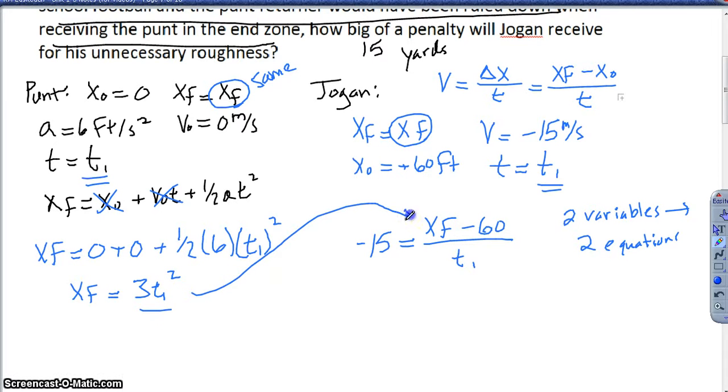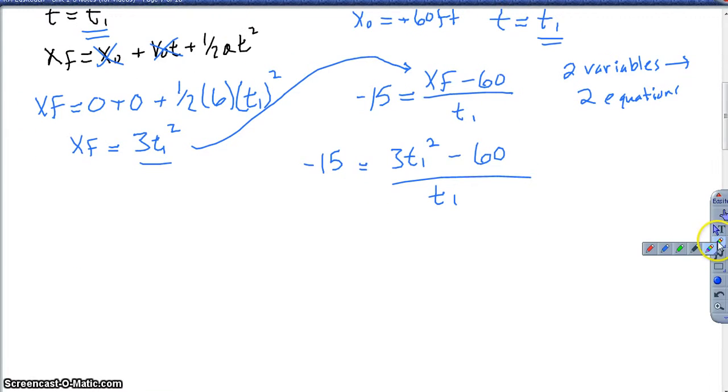If I substitute this in up here, I've got negative 15 equals 3 t1 squared minus 60, all over t1. Now at this point, hopefully you notice, as I solve this equation, I'm going to get a quadratic. That's okay, we can still solve it, right? Multiply both sides by t1, so I get negative 15 t1 equals 3 t1 squared minus 60.